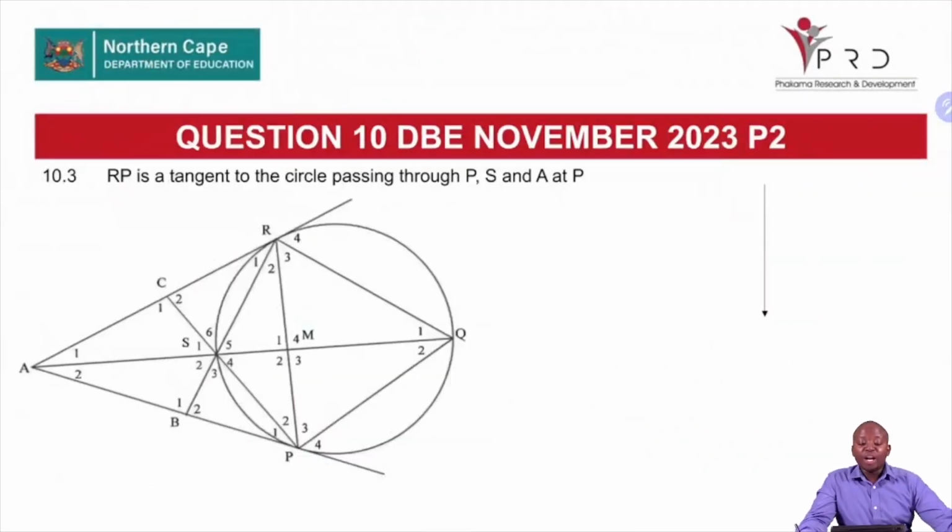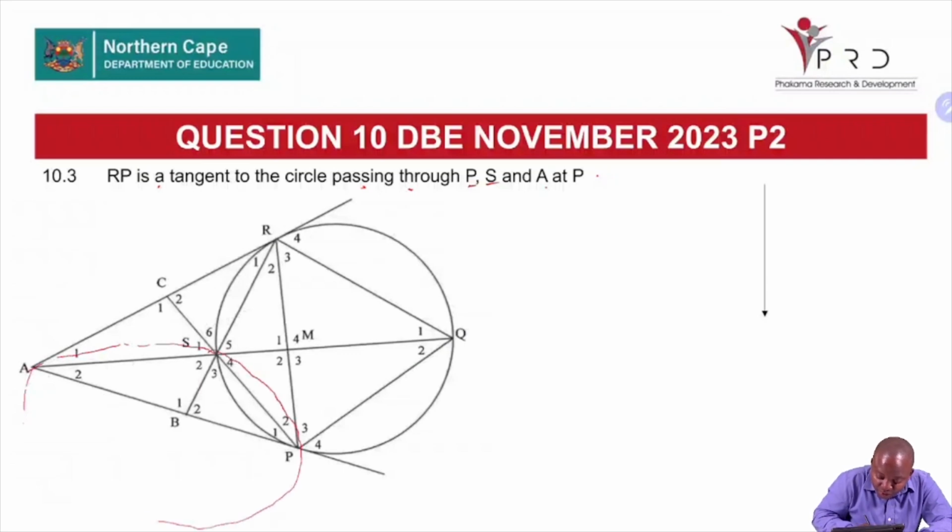Now, let us look at the solutions to the last question. We are told to prove that RP is a tangent to the circle passing through A and P. So there is a circle there that passes through S and P. We have a circle there. So we need to prove that RP is a tangent. How can you prove that RP is a tangent?